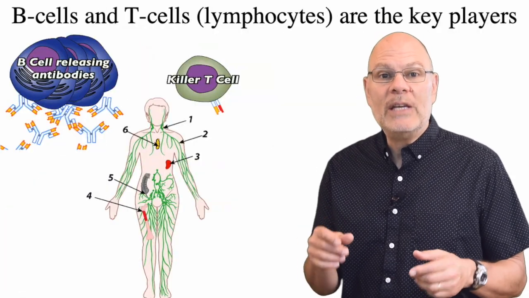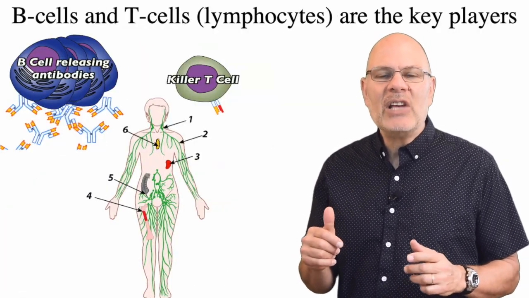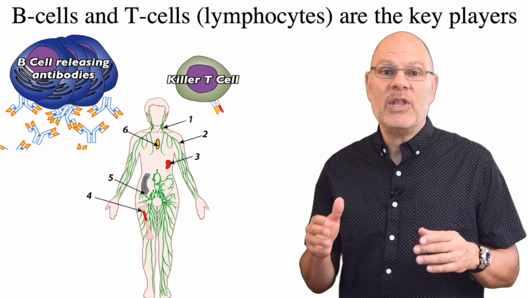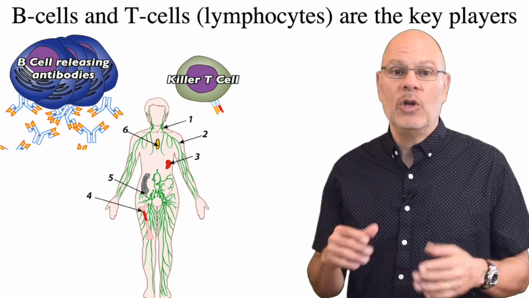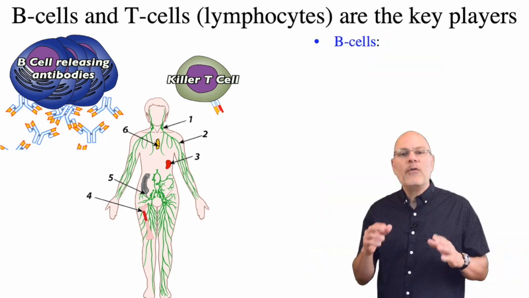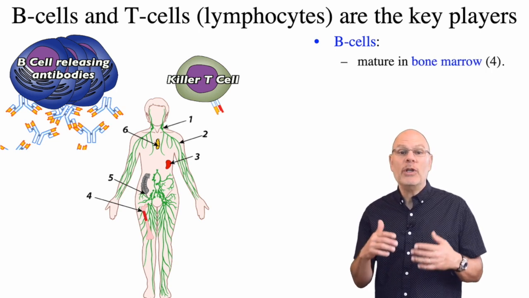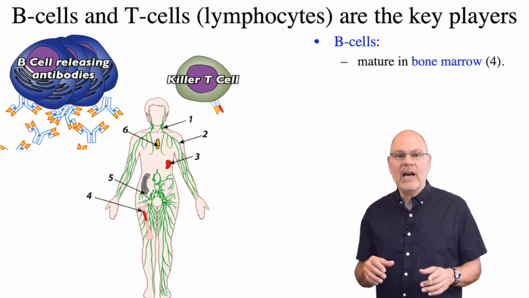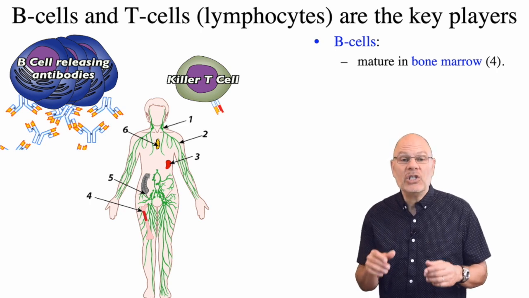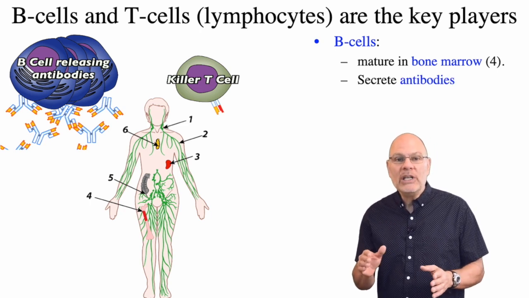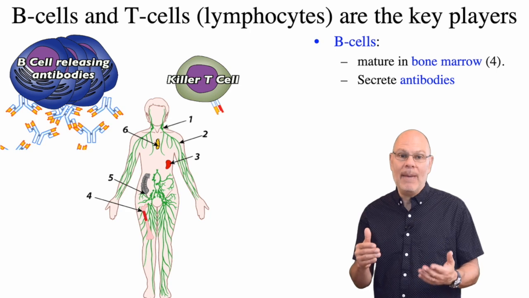The immune system is based on 2 cell types. These cells are called lymphocytes because they're often found in lymph nodes, which I'll talk about more in a minute. The first lymphocytes to know about are B cells. These cells mature in the bone marrow, shown at 4 in this diagram, and their function is to secrete antibodies, proteins that fight off viruses and bacteria.